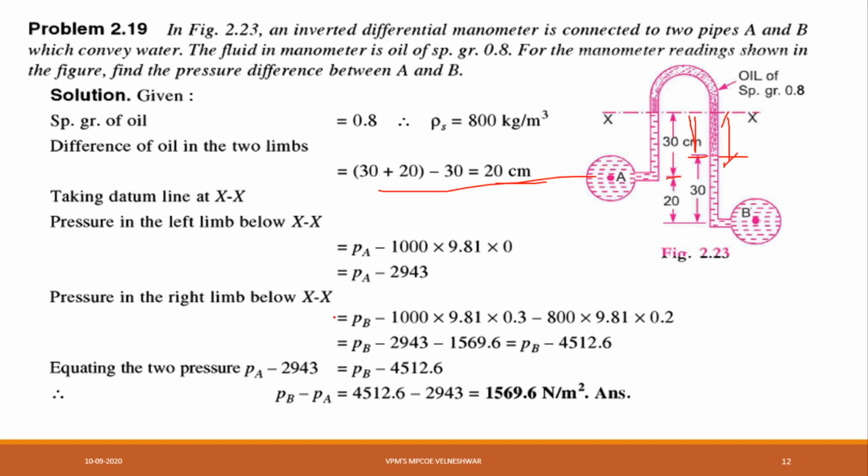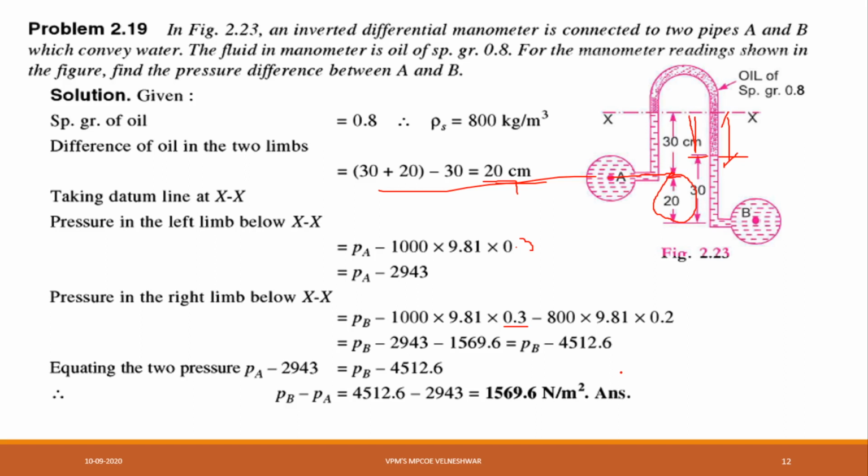Pressure in the right limb below XX is equal to PB minus 1000 into 9.81 into 0.3, minus 800 into 9.81 into 0.2. Here we won't consider this 20 centimeter, because our pressure is up to only here. Up to here the height is 30 centimeters, so it will be 0.3. That is PB minus 2943 minus 1569.6, that is PB minus 4512.6.